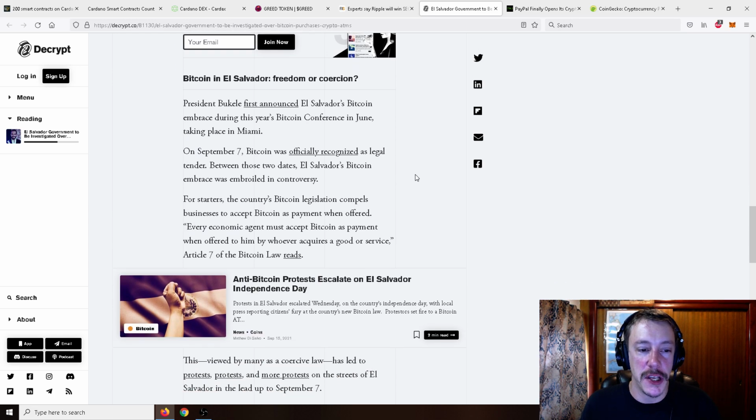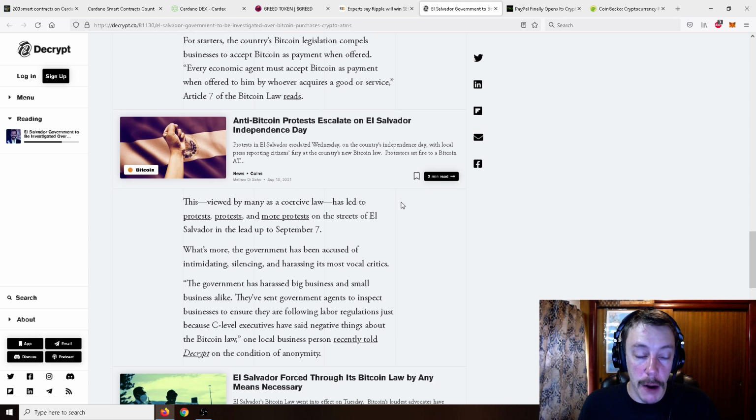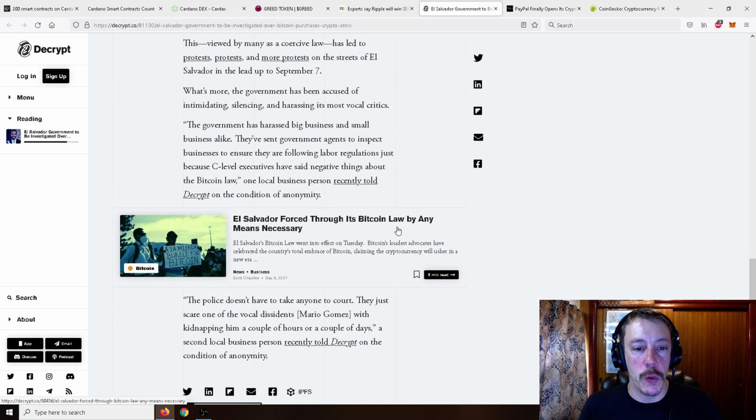For starters, the country's Bitcoin legislation compels businesses to accept Bitcoin as payment when offered. Every economic agent must accept Bitcoin as payment when offered to him by whoever acquires a good or service, the law reads. So this, viewed by many as a coercive law, has led to protests and more protests on the streets of El Salvador. What's more, the government is accused of intimidating, silencing, and harassing its most vocal critics. The government has harassed big business and small business alike. They've sent government agents to inspect the businesses to ensure that they are following labor regulations because C-level executives have said negative things about the Bitcoin law.